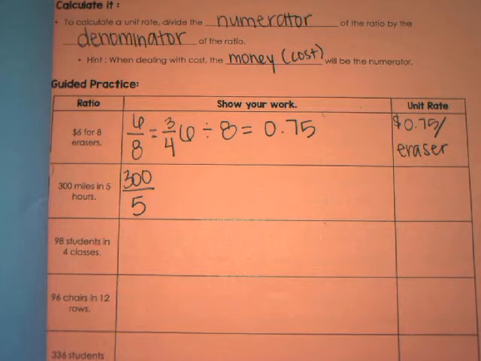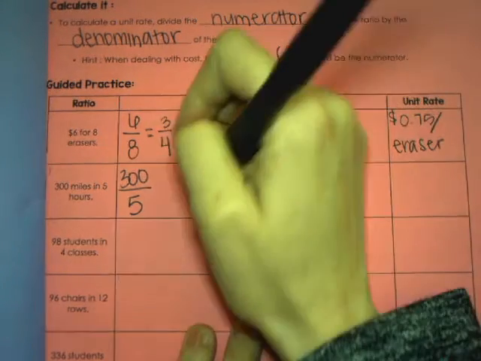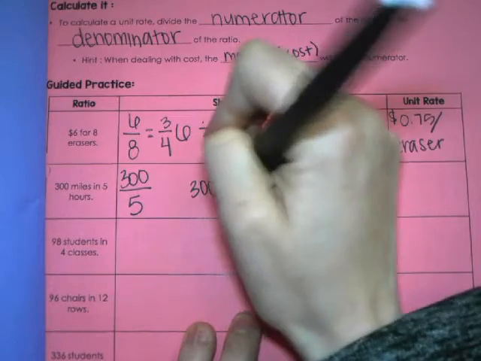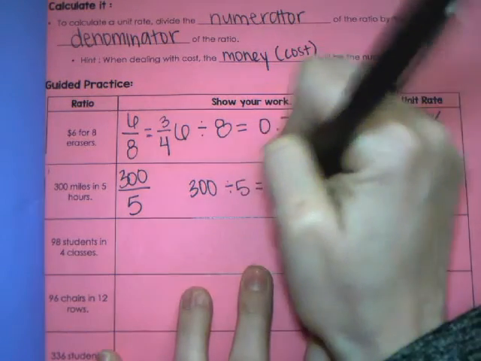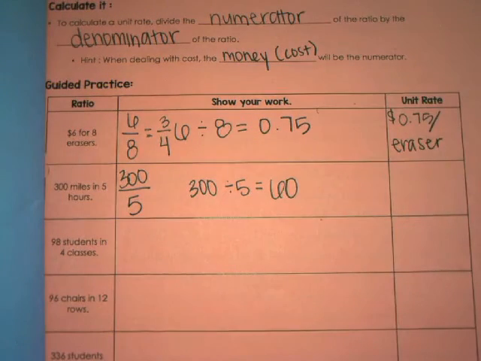Now, what am I going to do to find the unit rate? I'm going to do 300 and divide it by 5. Now, if you had a calculator, this is where you would type in 300 divided by 5. This is one that most of you can probably do in your head. Okay? So what is 300 divided by 5? 60 over 1, or just 60.